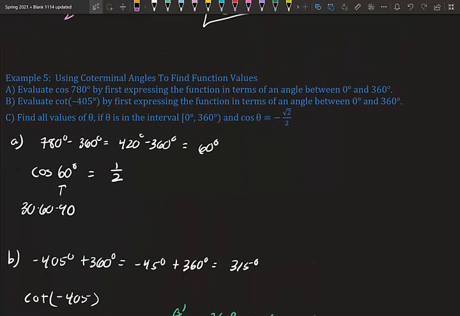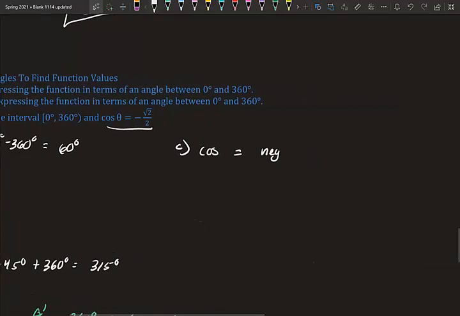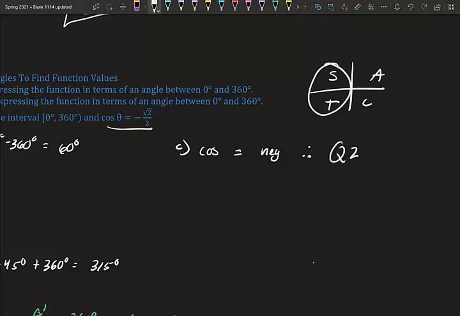Alright, part C. Find all values of theta if theta is in the interval of 0 to 360 degrees and cosine theta is negative square root of 2 over 2. Cosine equals a negative number. It tells us right there. Since it's negative, if I drew CAST, cosine is negative in quadrant 2 and quadrant 3. That's where it's negative.